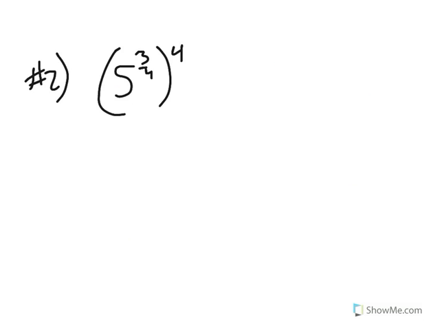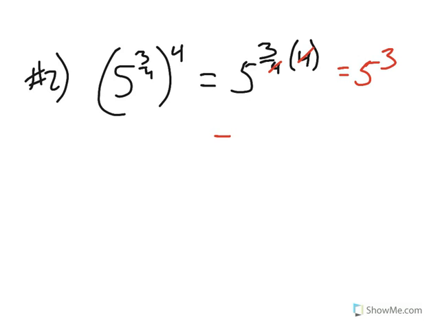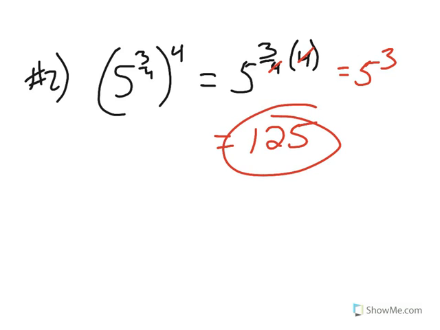Number 2, we have 5 to the 3/4, which is in turn raised to the 4th power. We can use the power to a power property here, which says that you take your exponents and you multiply them together. 3/4 times 4, well, the 4's cancel because you're multiplying and dividing by 4, which leaves you with 5 to the 3rd, which means 5 times 5 times 5, which is 125.